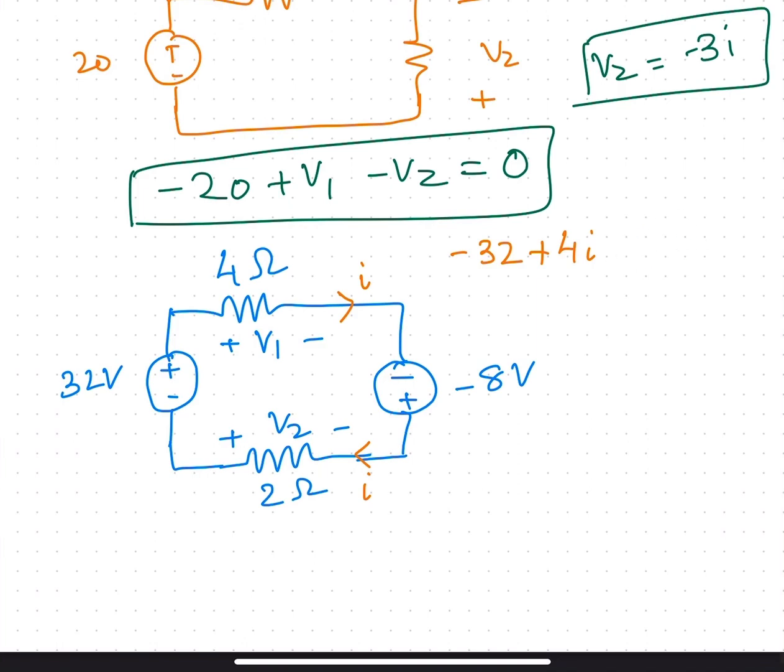So just a second, this is minus 32 plus 4i, and this is minus 8, the voltage here, minus 8 volts. Then I have what is next, 2i. So this is equal to 0. So what is the sum? So 6i is 40. So I is equal to 40 by 6.